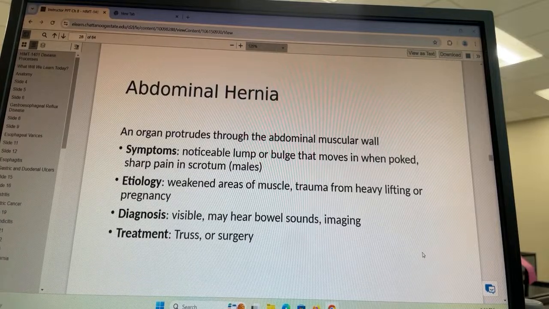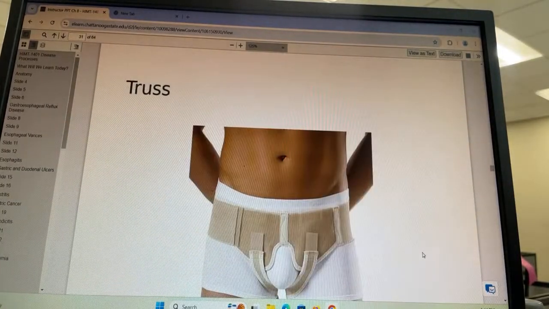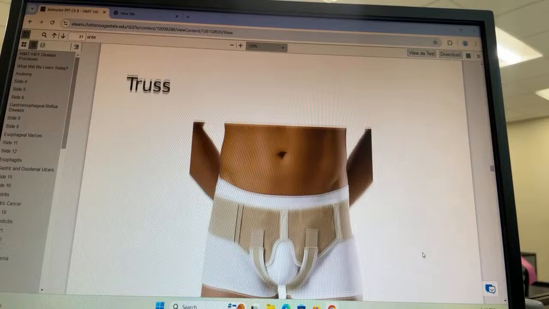Diagnosis is pretty easy. Generally, you can see it. It's visible. If you hold a stethoscope up to the bulge, you can sometimes hear bowel sounds, the digestive sounds coming from that spot, where normally you shouldn't, because it's over the muscle. And then imaging as well, so some kind of X-ray or CT. As far as treatment, you can try to wear a brace, which is called a truss. Basically it just puts pressure on it and tries to push it back inside where it's supposed to go. If it's a simple hernia, that can work. If it's more involved or more complex and that doesn't work, you can do surgery to have it go back through and be fixed.